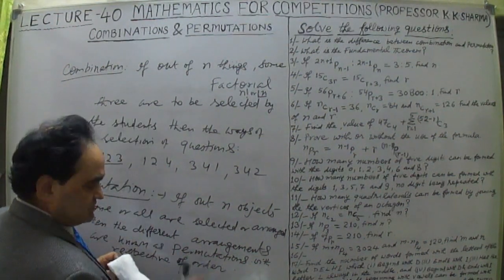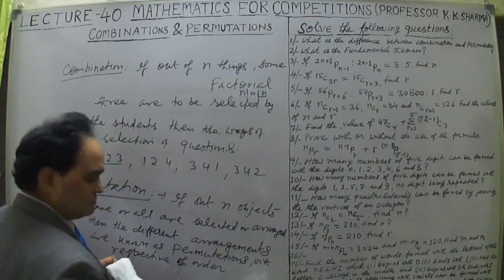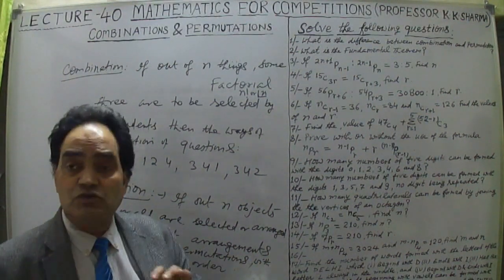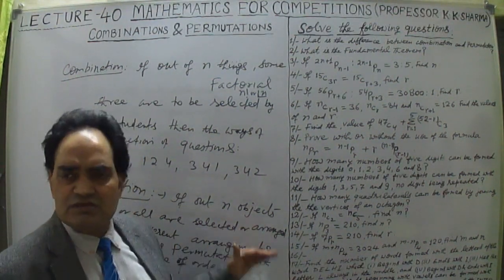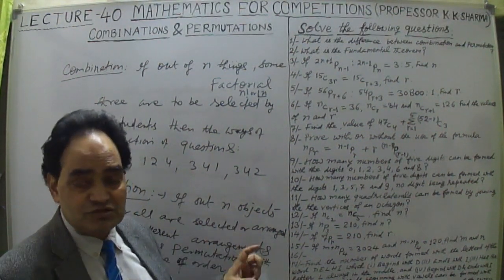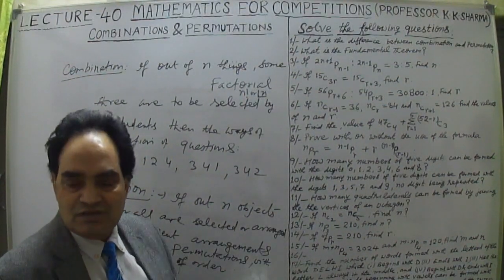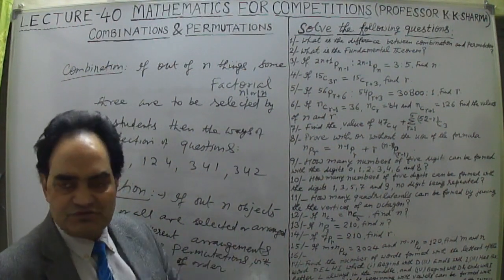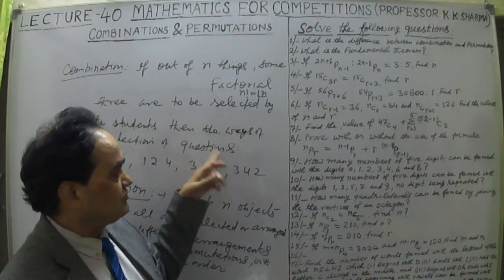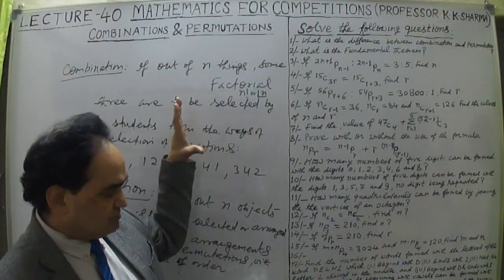Irrespective of order, with respect to order. In this case, order is very important. In case of arrangements, there are different kinds of arrangements. In case of permutations, we say there are different kinds of permutations, arrangements. Arrangements is the proper word for permutation. Permutation is arrangement, and combination is selection. Both are similar things.